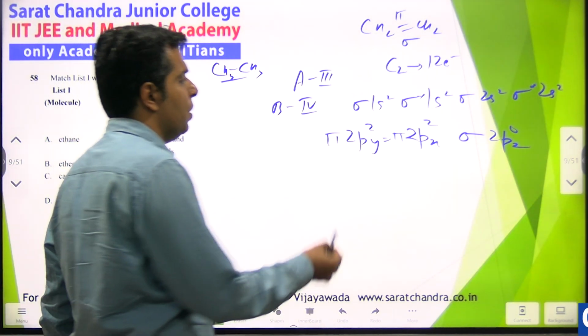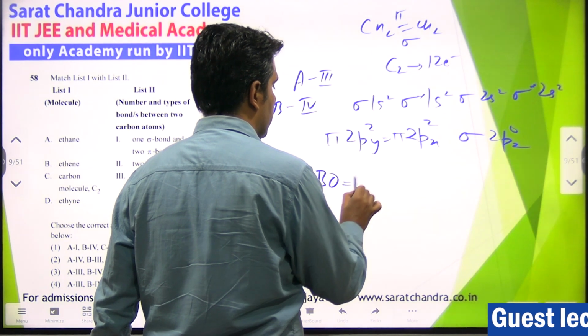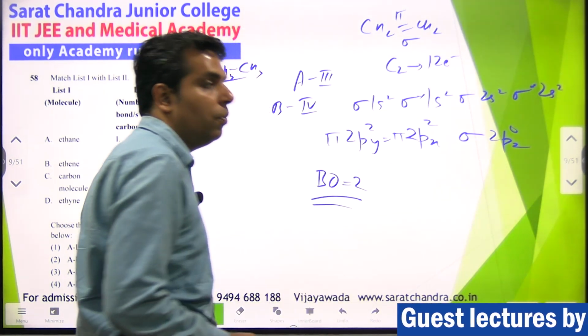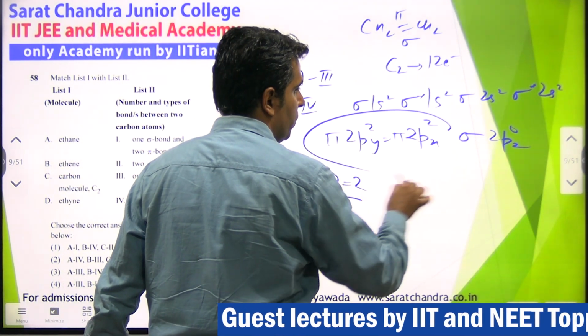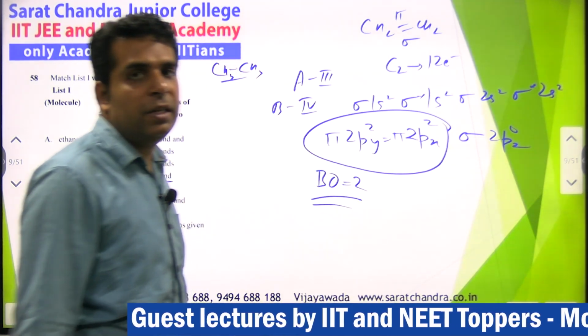Now over here, bond order you can find out. So bond order will come out to be 2, that is the number of electrons in bonding minus antibonding, halved. So over here you can see bond order is 2, but what type of bond is present in C2 molecule?